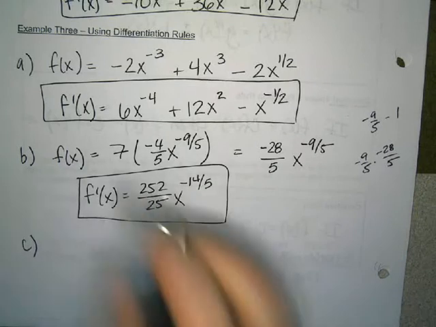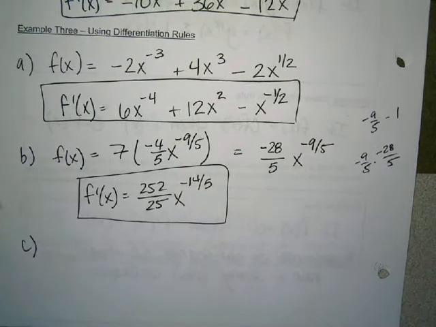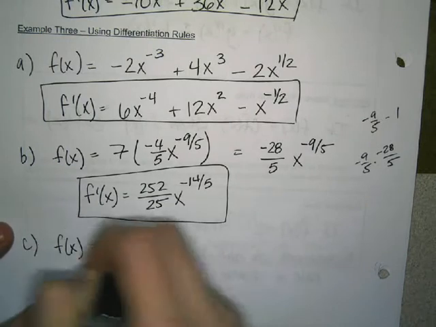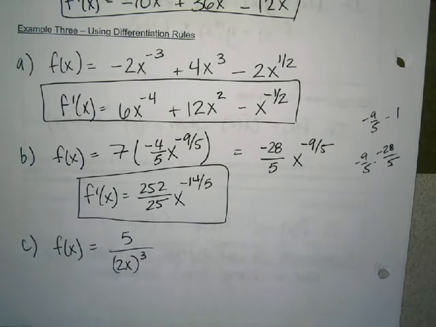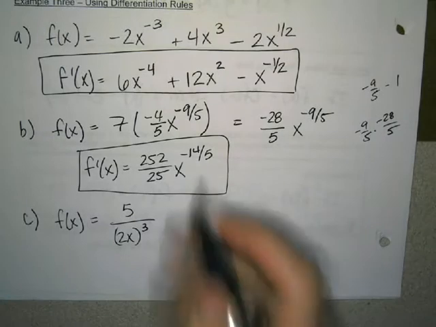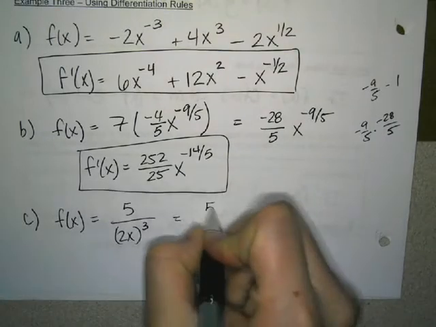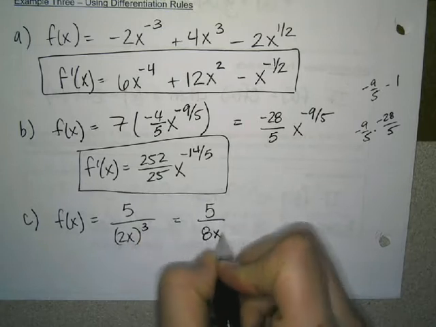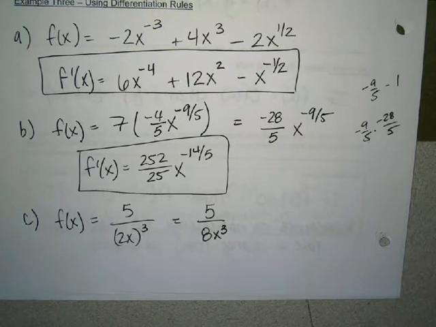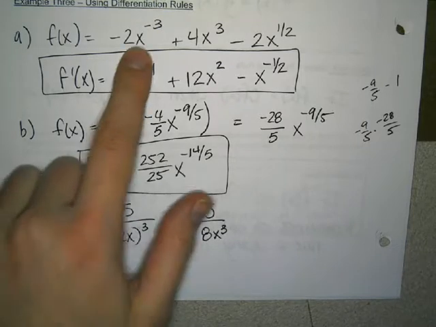Okay, let's look at one that might be a little tricky here. Now, if you have something that looks like this, try to simplify it a little bit. So maybe I distribute the exponent through, so I get 8x cubed. Now, the power rule will only work if it's written like this, meaning the x is not in the denominator, but the x is in the numerator.